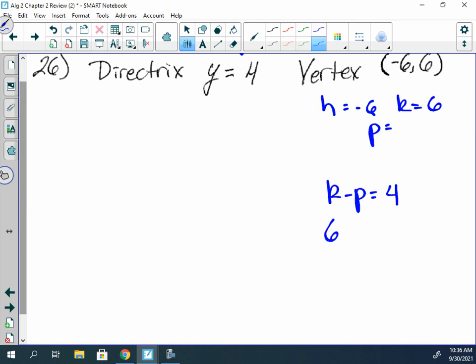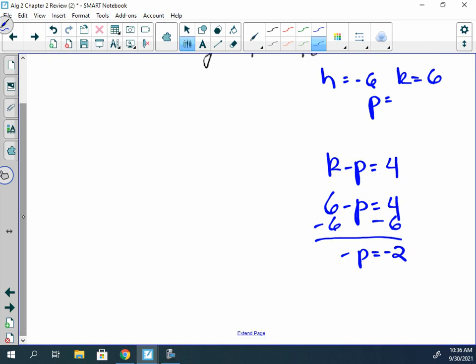K is 6, so 6 minus p is, we can subtract 6 from both sides, which tells us negative p equals -2, or p is equal to +2.